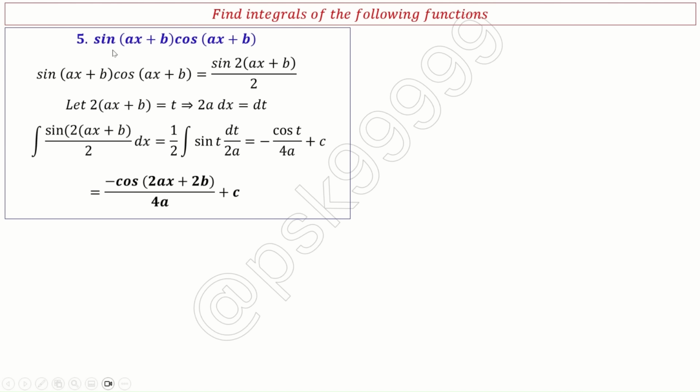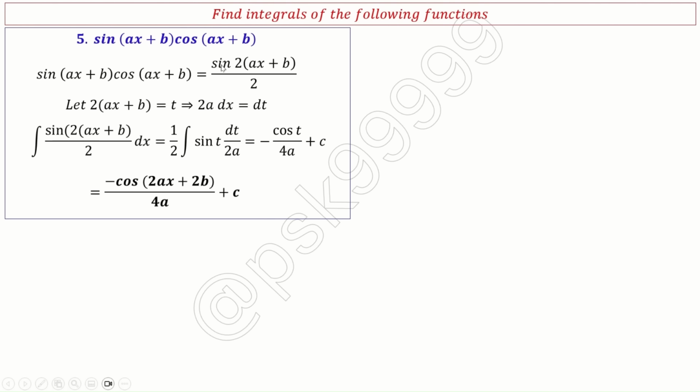Next, sin of ax plus b, cos of ax plus b. Now the first thing is to use simple trigonometry to convert it into a simple sine, correct? Sin a cos a is nothing but sin 2a by 2. That is what I used here. So sin of 2 times ax plus b by 2. Now 2 times ax plus b, if I take it as t, then 2a dx equal to dt.